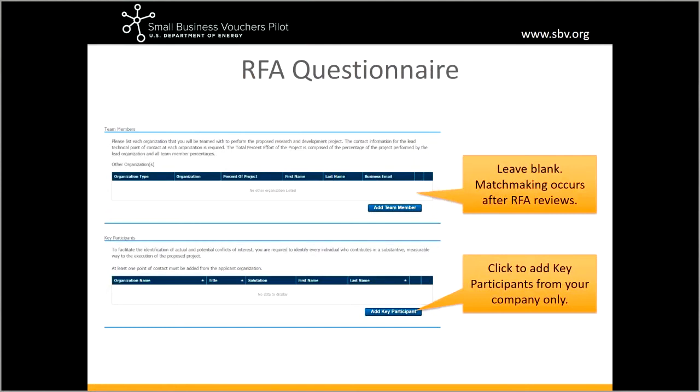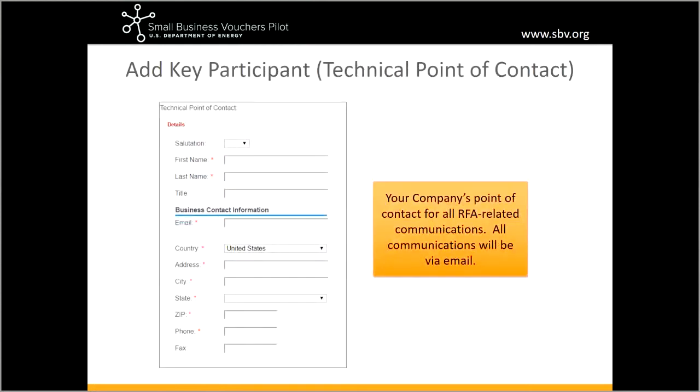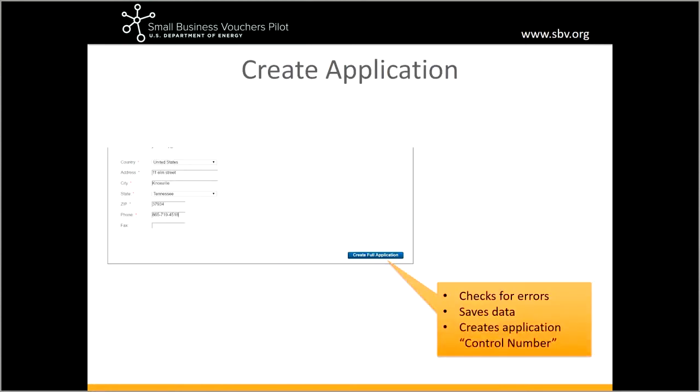Then you do need to add the people within your organization who are going to be key players. So at the bottom right hand, click Add a Key Participant, and then at a minimum, add the technical point of contact for your company. This is going to be the person who will receive all of the requests for assistance related communications. And by the way, these communications will all be by email. So list the first name, last name, email, and address for your primary point of contact. And at that stage of the game, you're ready to create a full application.